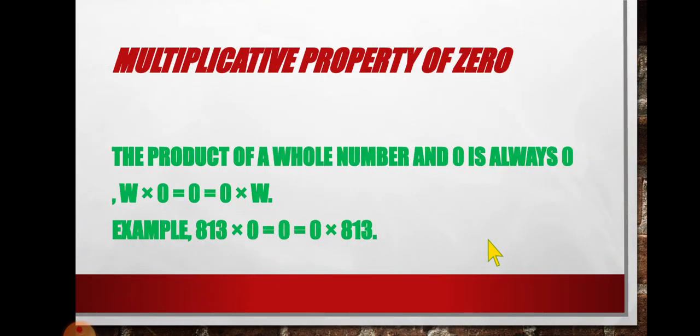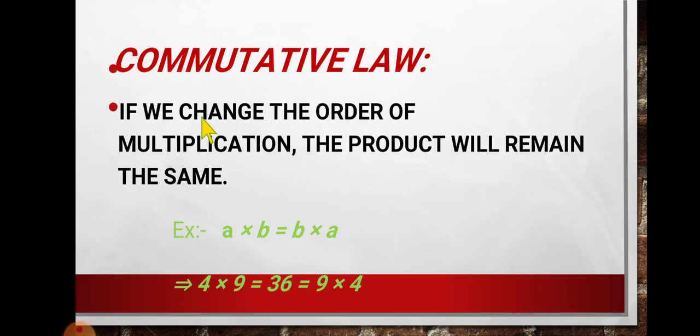Our next property is the commutative law. What is the commutative law? If we change the order of multiplication of any whole numbers, the product will remain the same. All these properties depend on whole numbers. I am not saying whole numbers again and again because in the beginning I already told you. So if we change the order of any two whole numbers in multiplication, the product will remain the same.